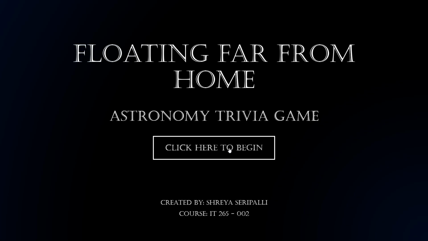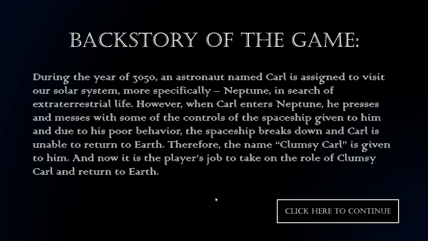And now I'm going to click here to begin. Here is the backstory of the game. During the year of 3050, an astronaut named Carl is assigned to visit our solar system, more specifically Neptune, in search of extraterrestrial life. However, when Carl enters Neptune, he presses and messes with some of the controls of the spaceship given to him, and due to his poor behavior, the spaceship breaks down and Carl is unable to return to Earth. Therefore, the name Clumsy Carl is given to him. And now it is the player's job to take on the role of Clumsy Carl and return to Earth. Now I'm going to click here to continue.